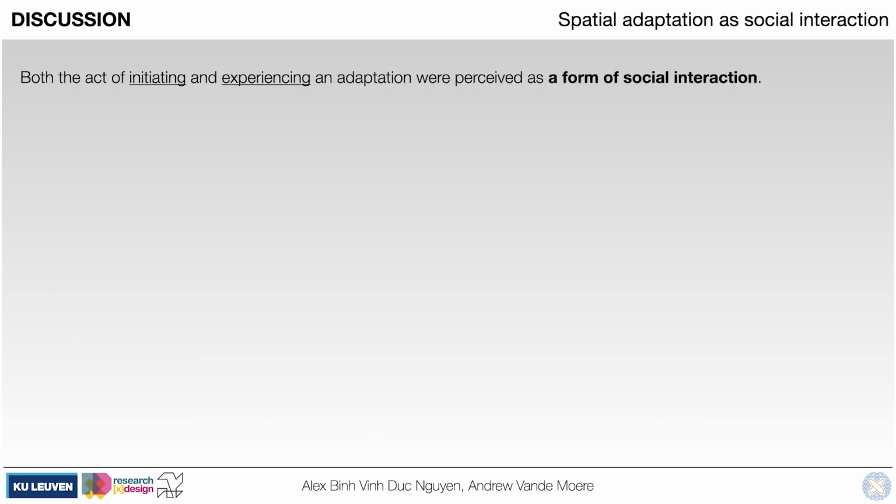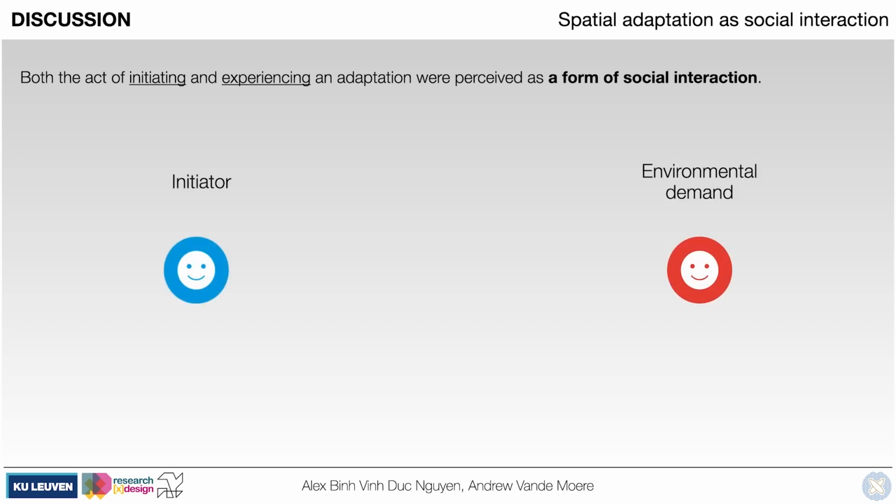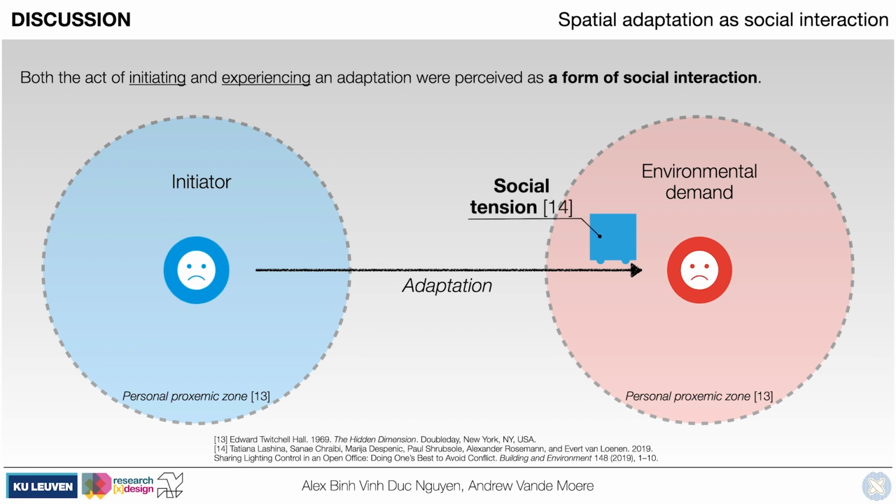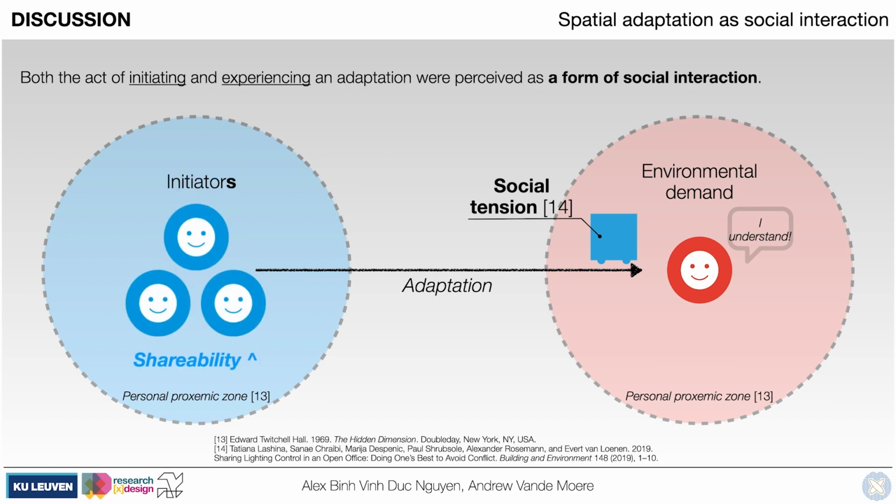Consequently, both the act of initiating and experiencing an adaptation were perceived as a form of social interaction. This was because participants who played as the initiator or the environmental demand both have a personal proxemic zone around themselves, which is inherently sensitive to any external intervention. An adaptation, therefore, can be seen as if an initiator extending their influence beyond their personal proxemic zone to impact others. This can cause social tension for both the initiator and the demand originator. Therefore, the participants only initiated these adaptations when they were sufficiently empowered, such as when the demand severity was unbearable, or when the adaptation potential could be shared.